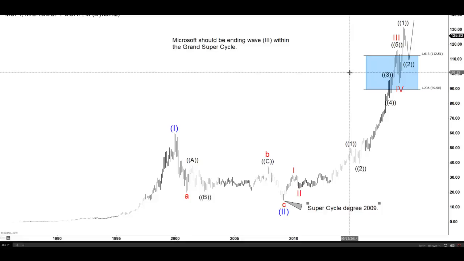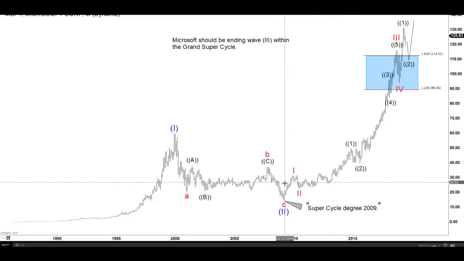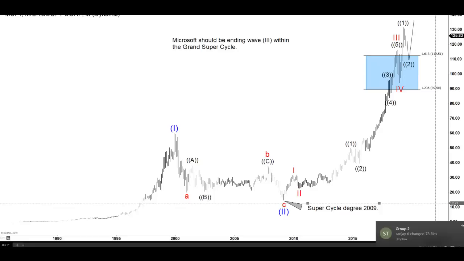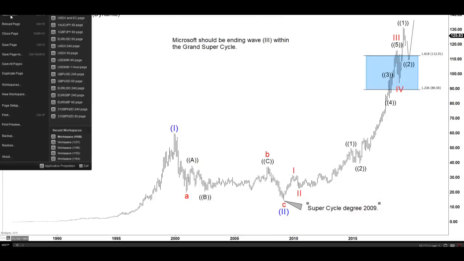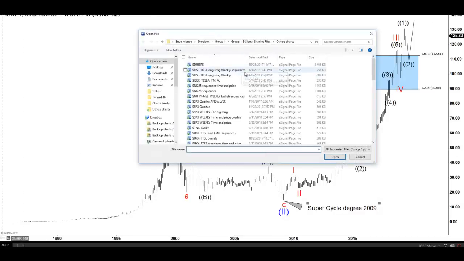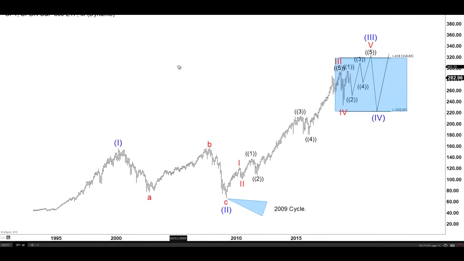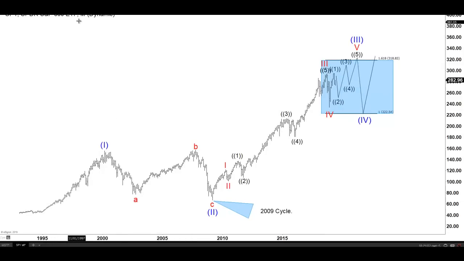Microsoft at this stage, like every world index, is ending the cycle from the 2009 lows. If we look and we present to you guys the chart of, let's say, the SPY, the SPY is technically a copy of the Microsoft structure. This is the SPY in the grand super cycle monthly chart with the same structure, 1, 2, the 2009 cycle, and we are in the way of ending the 2009 cycle.